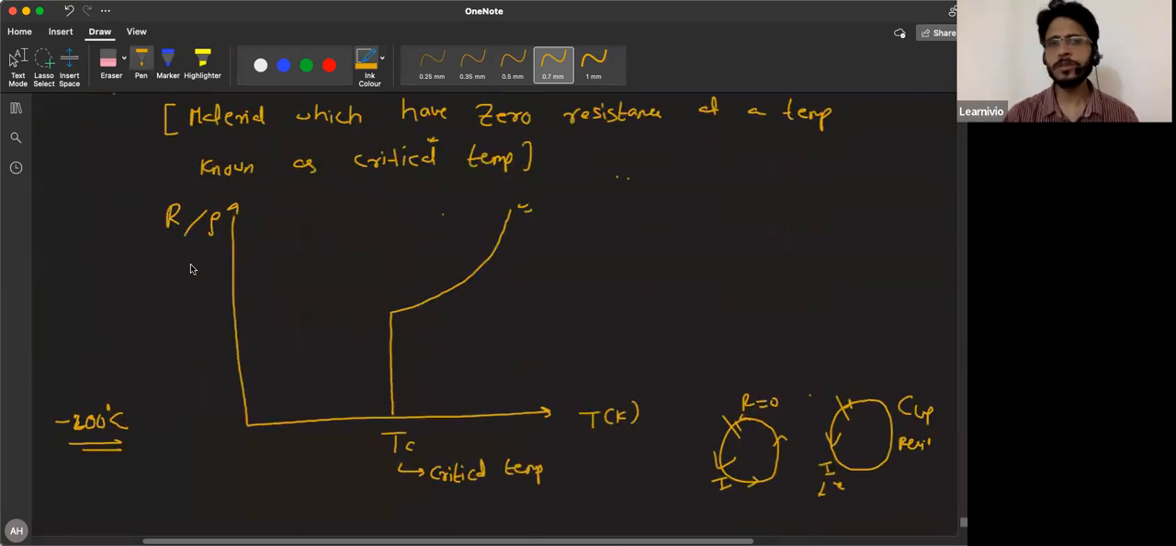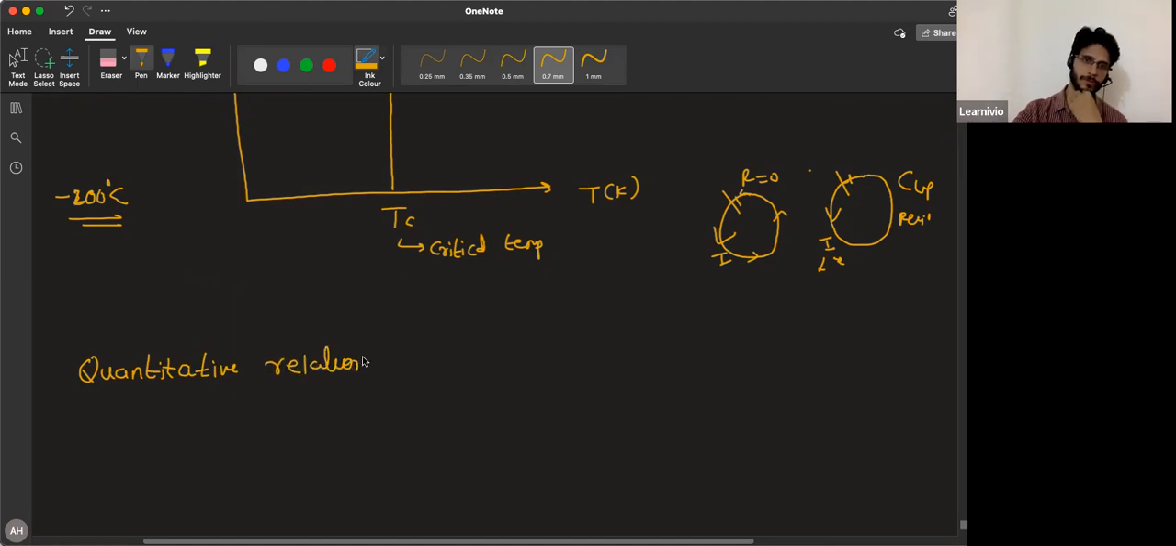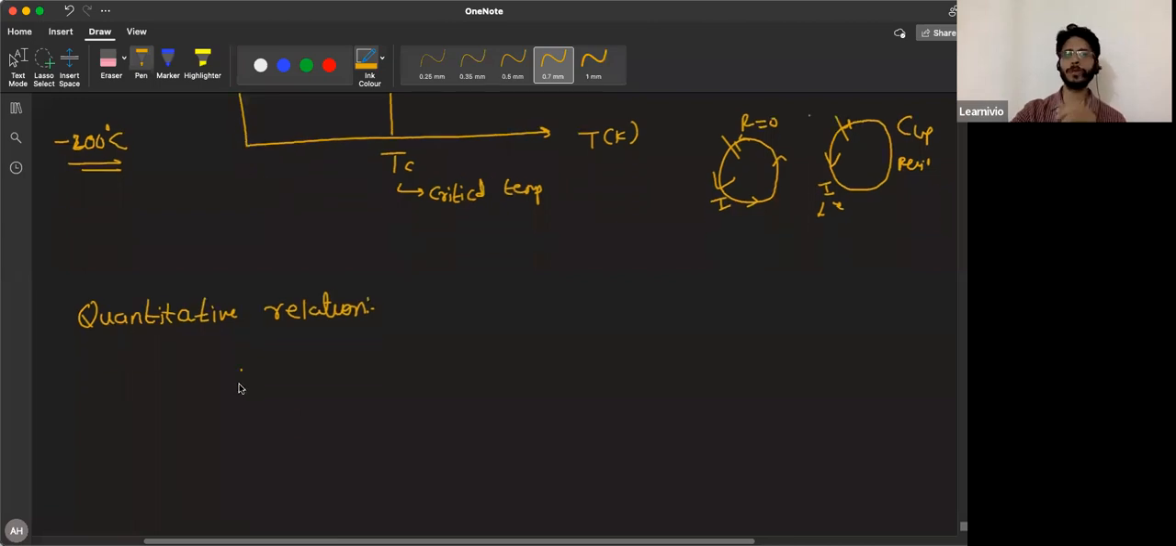So this discussion was qualitative. The next is quantitative: if you change temperature, then how resistance will change, the numerical value, the relations through which you can calculate it. We call this quantitative discussion. Quantitative relation. The relation between resistance at different temperature is R = R naught (1 + alpha (T - T naught)).